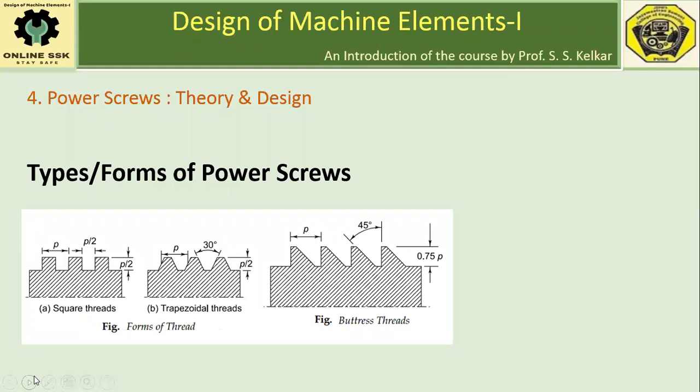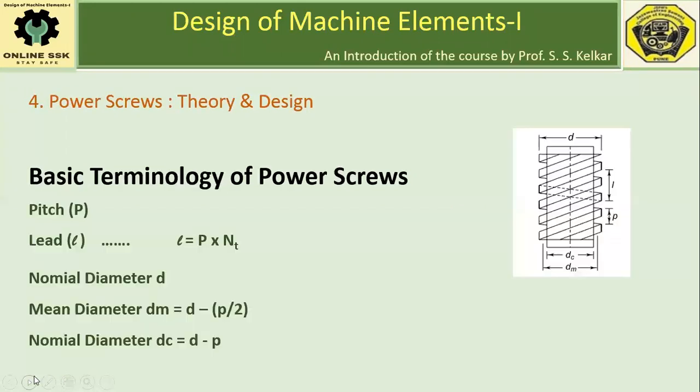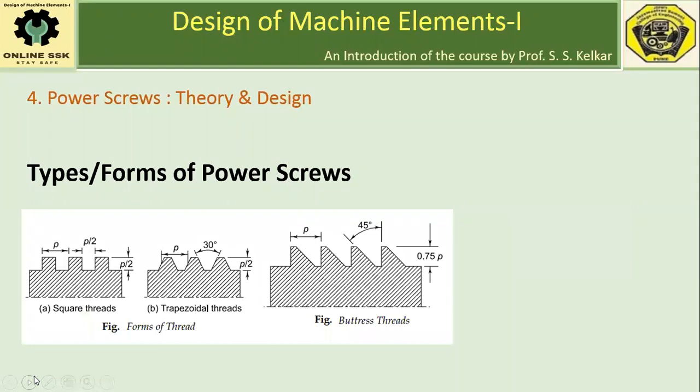In power applications, mainly three different types are used, and the most important type of power screw is the square thread. Here, the shape of the thread in cross section looks like a square. So square threads is the name applied to this kind of thread, whose proportionate dimensions are as specified in the figure.